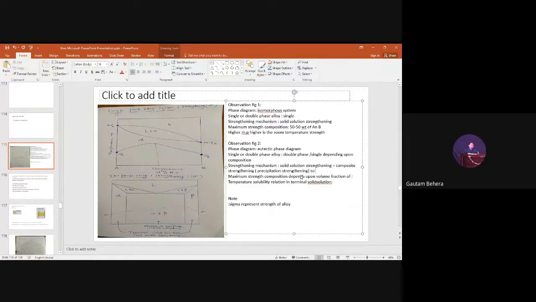So volume fraction, size, shape, and distribution of beta phase decides the strength. Now everybody understood the answer, I think. If you have any doubt, you can ask me right here.